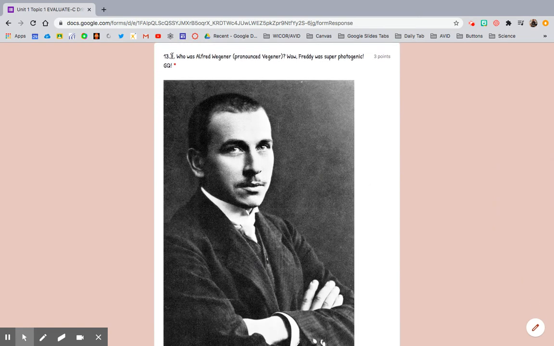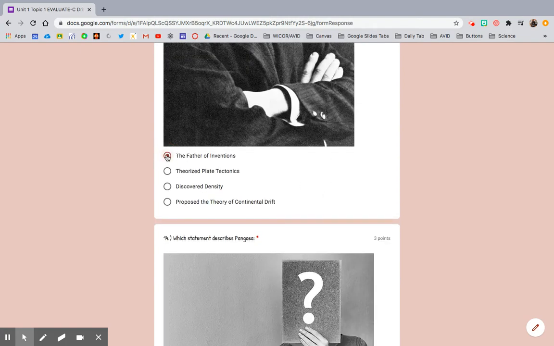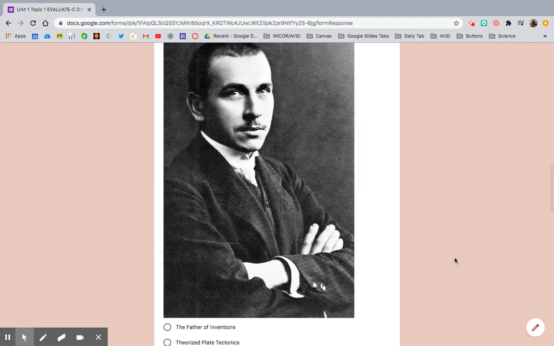Okay, number 13, who was Alfred Wegener? Remember, it's pronounced Wegener because he was German. And wow, Freddie was super photogenic. Check out this GQ model here. So who is he? Is he the father of inventions? Did he theorize plate tectonics? Did he discover density? Or did he propose the theory of continental drift? Our man, Alfred Wegener.